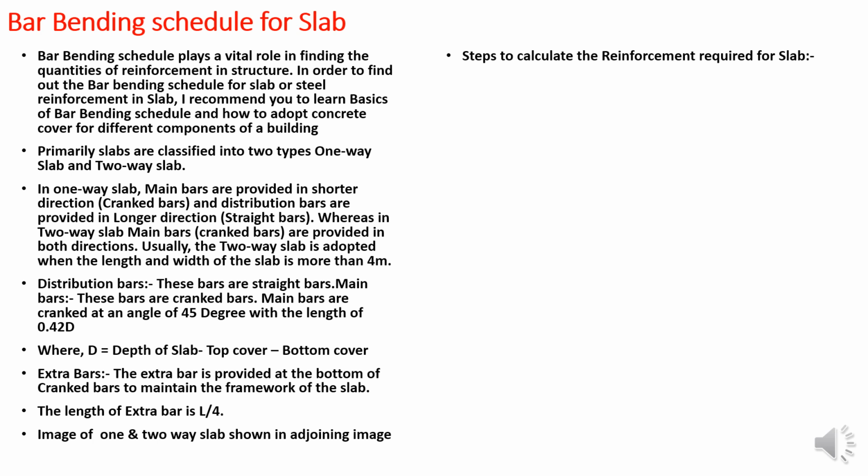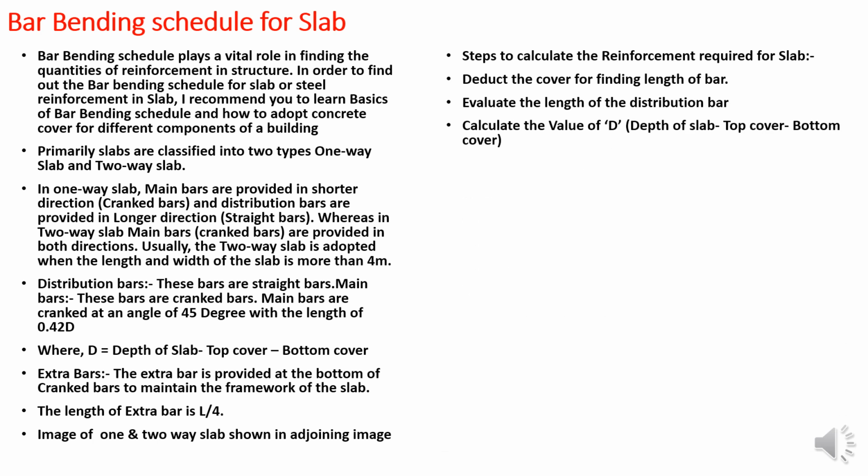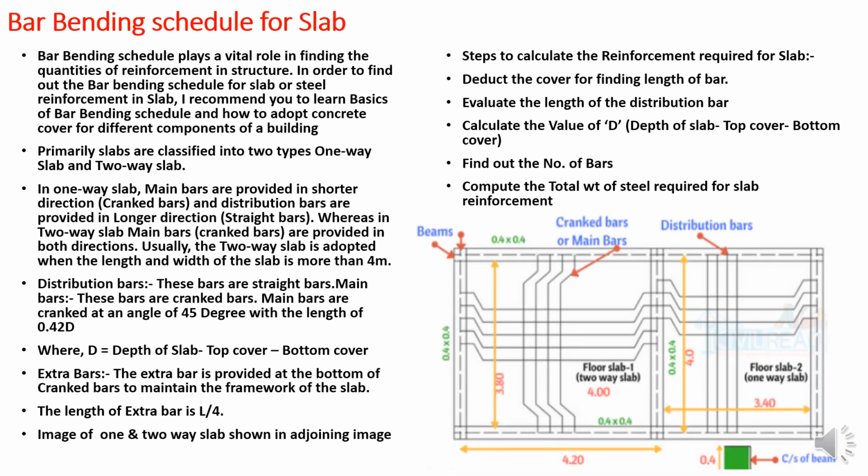Steps to calculate the reinforcement required for a slab. Deduct the cover for finding the length of the bar. Evaluate the length of the distribution bar. Calculate the value of D, that is the depth of the slab minus top cover minus bottom cover. Find out the number of bars. Compute the total weight of the steel required for the slab reinforcement.